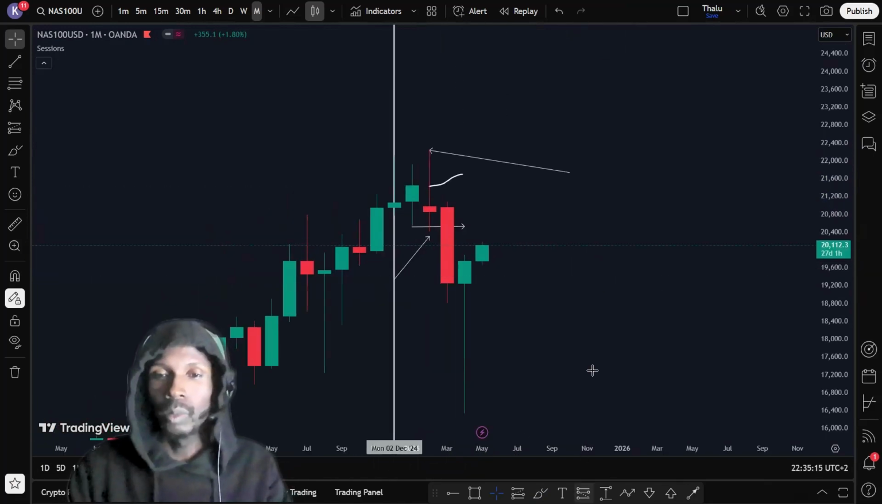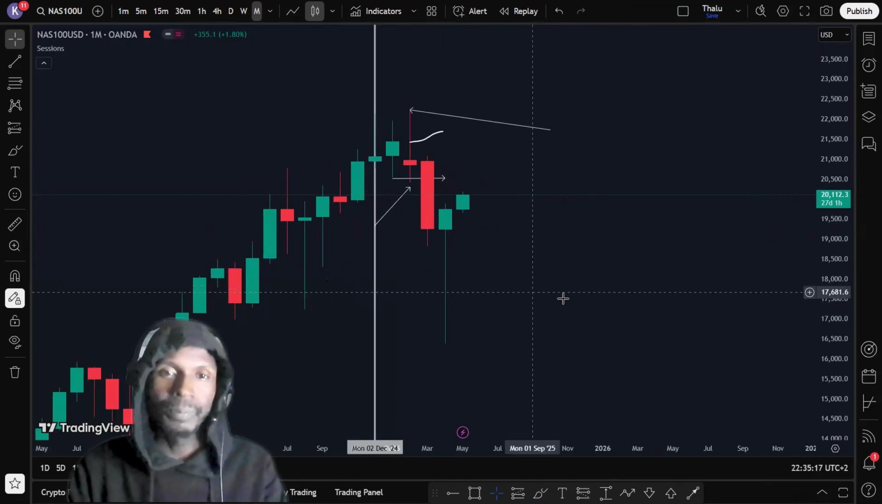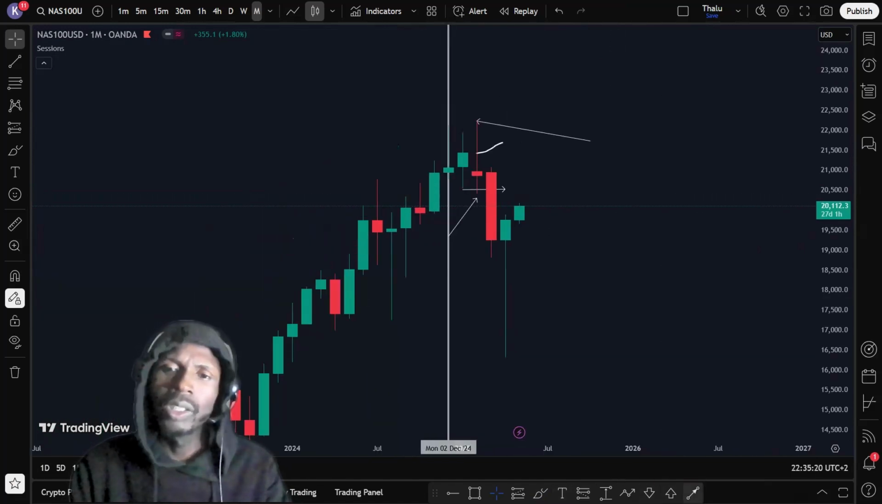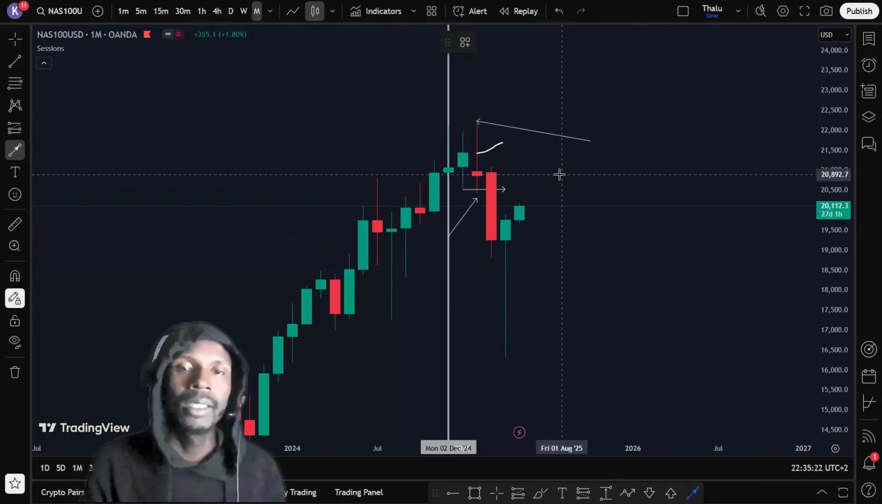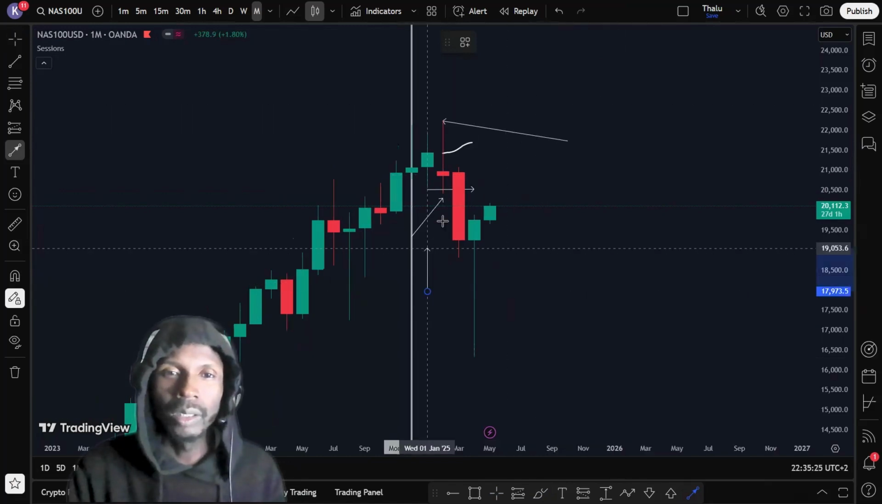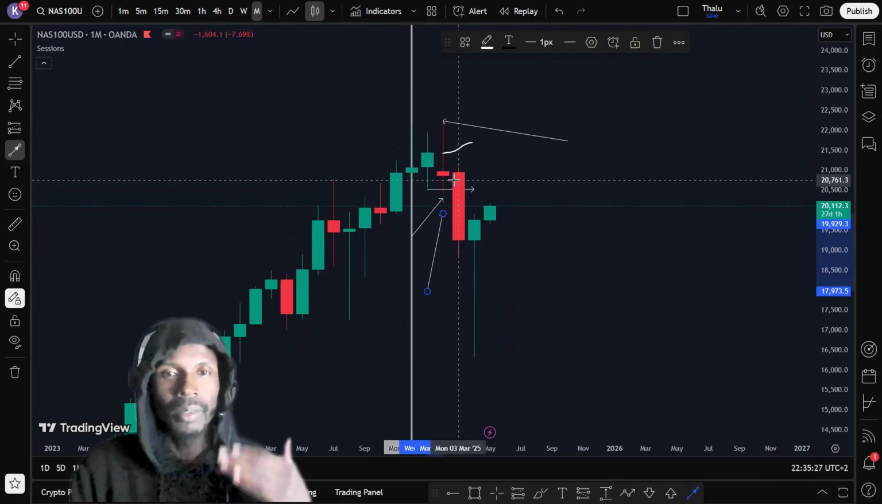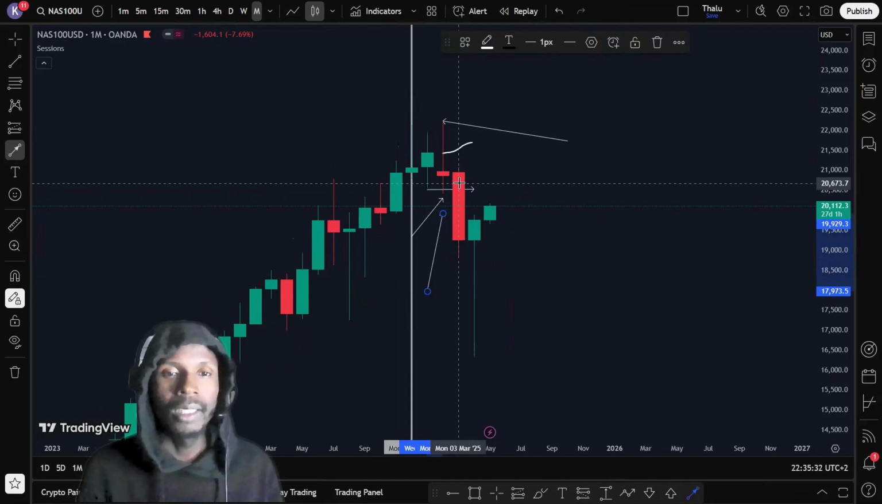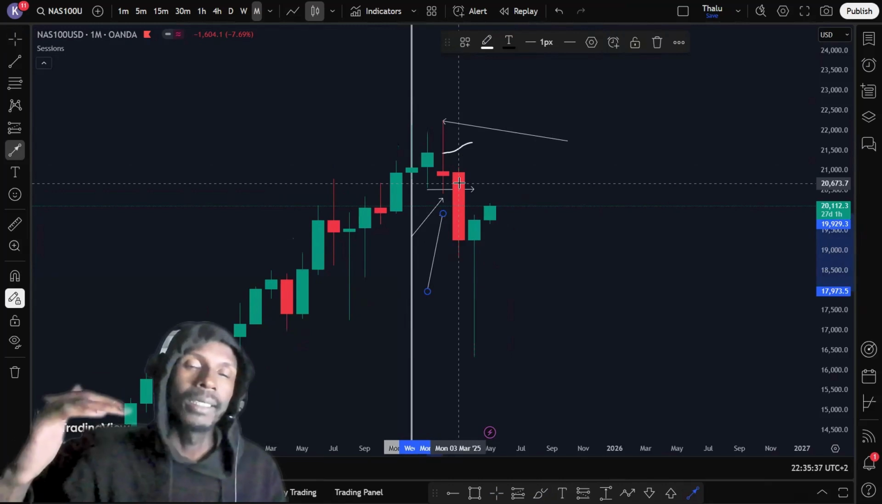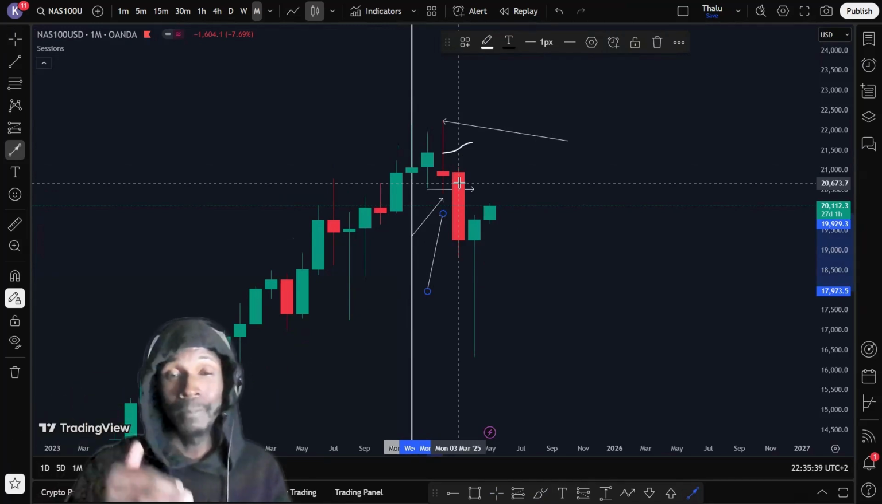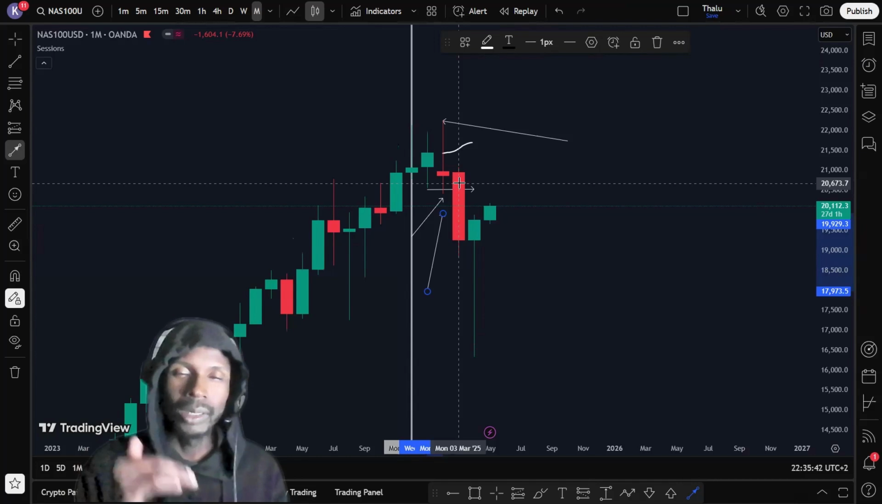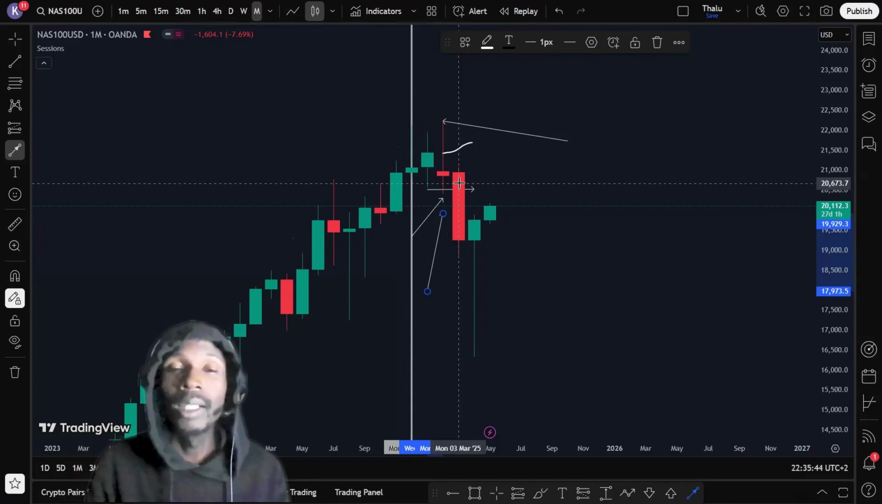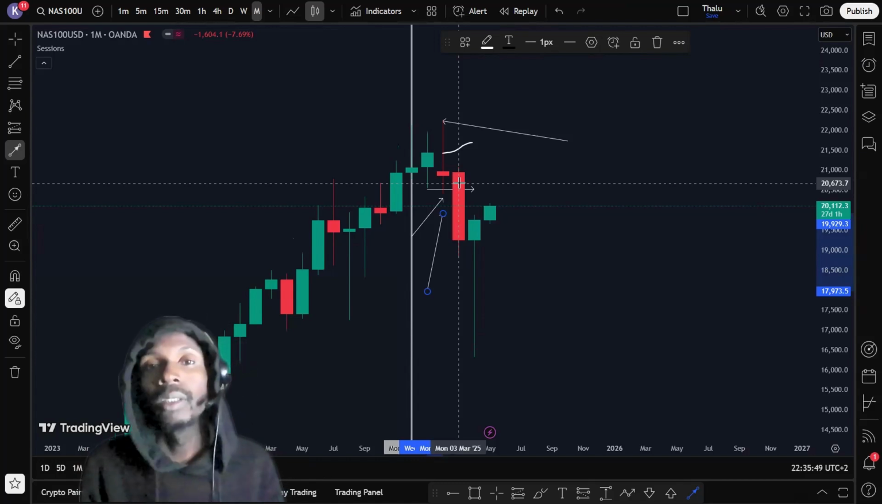Okay, so let's move on to March. As soon as I started seeing that we broke these lows here, in March the only thing I was looking for was sales, until we break a certain area on weekly, because there was a level on weekly that I was looking to break. Until we break that area, then we're gonna do what? Then we're gonna start looking for buys again.